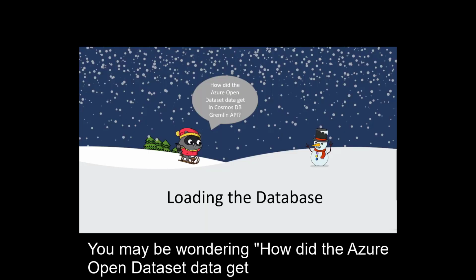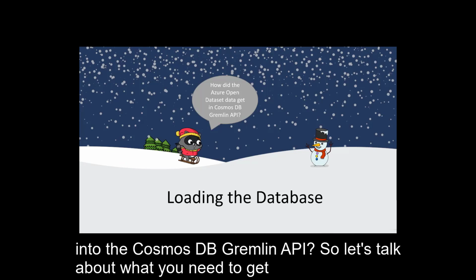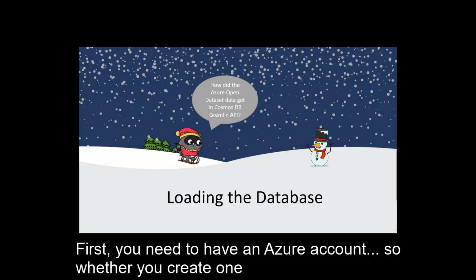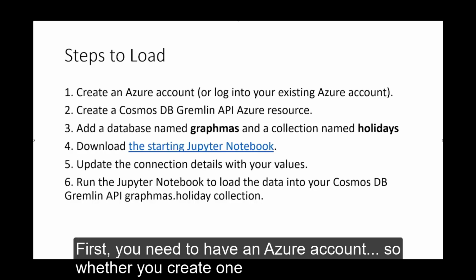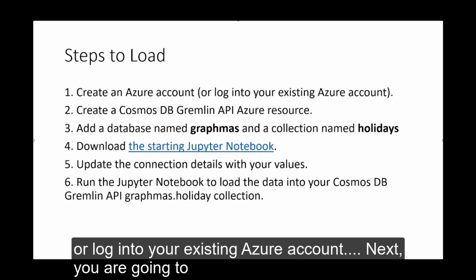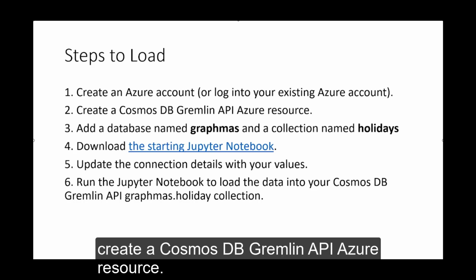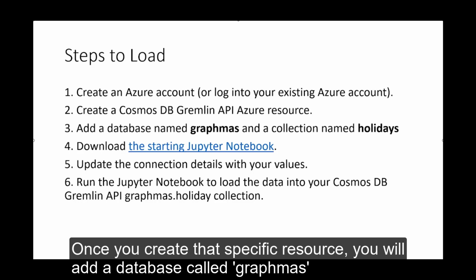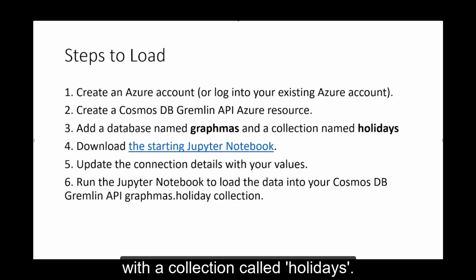You may be wondering, how did the Azure Open Dataset data get into my Cosmos DB Gremlin API? So let's talk about what you need to get before you can follow along. First, you need to have an Azure account. So whether you create one or log into your existing Azure account. Next, you're going to create a Cosmos DB Gremlin API Azure resource. Once you create that specific resource, you will add a database called Graphmas with a collection called Holiday.